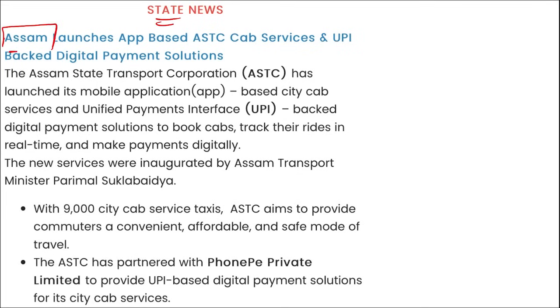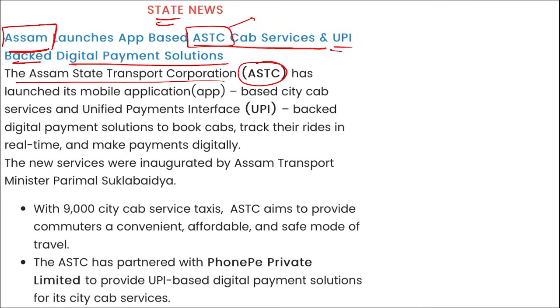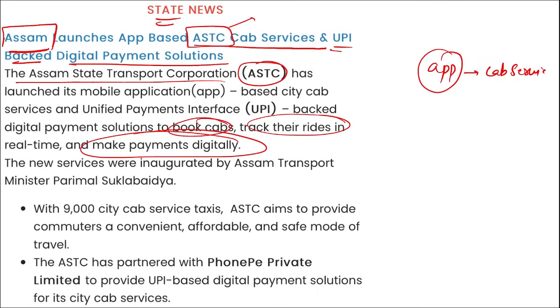Next is state news. That is Assam State. They have launched an app-based ASTC cab service and a UPI-backed digital payment solution. ASTC is your Assam State Transport Corporation, right? So an application for the cab service was launched, and a UPI-backed digital payment solution was launched for the same, correct? That will help to book cabs, to pay for their rides online and make all the payments digitally. So it is Assam State.